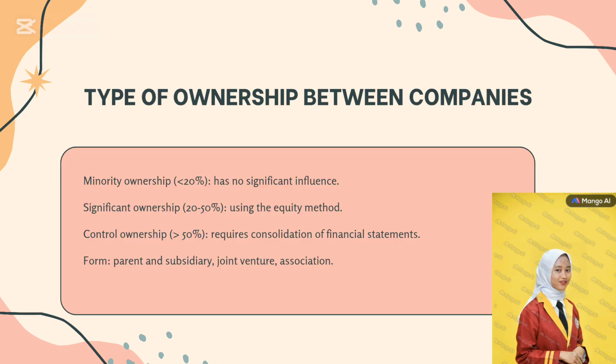Types of intercompany ownership. Minority ownership, less than 20%, does not have significant influence. Significant ownership, 20 to 50%, uses the equity method. Controlling ownership, greater than 50%, requires consolidation of financial statements. Forms: parent and subsidiary, joint venture, association.